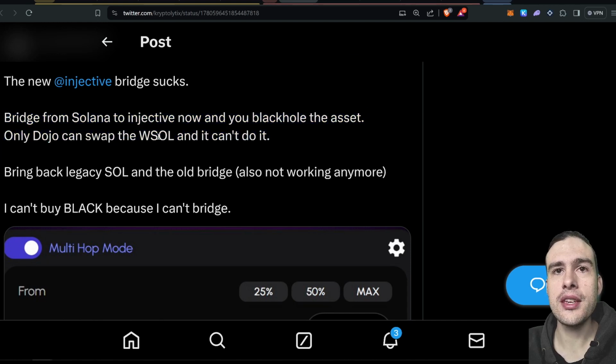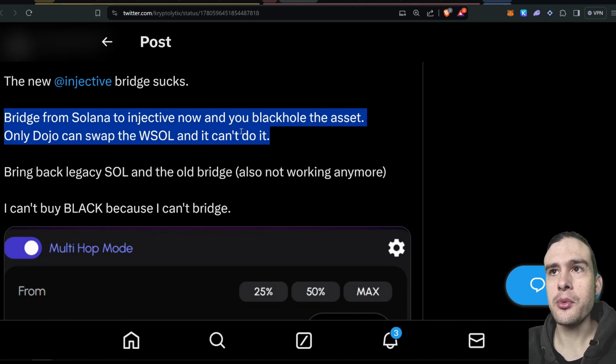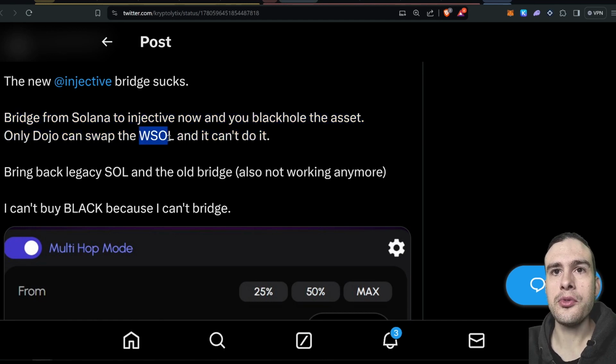So they've moved the Solana bridging because I wanted to buy BLACK, which is the token I covered in the last video, which I posted just prior to this. Now, only Dojo can swap WSOL, which is the one in Wormhole. I mentioned prior that I'm not that bullish right now on Wormhole. I'm only bullish in the long term for Wormhole because you can easily black hole assets and do all this sort of stuff.